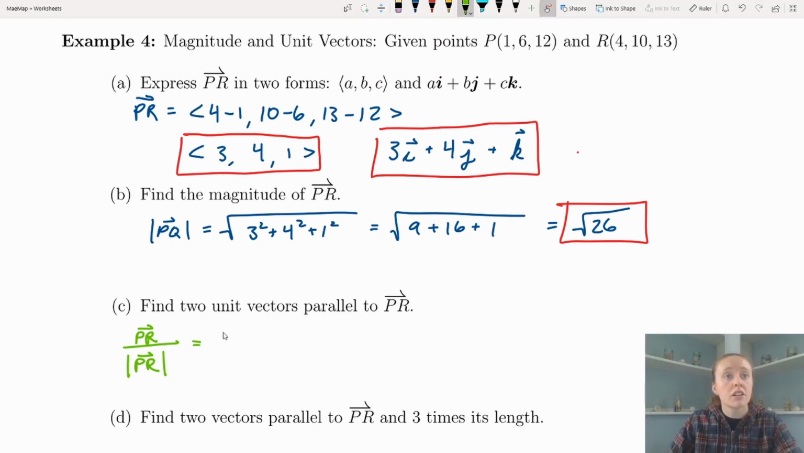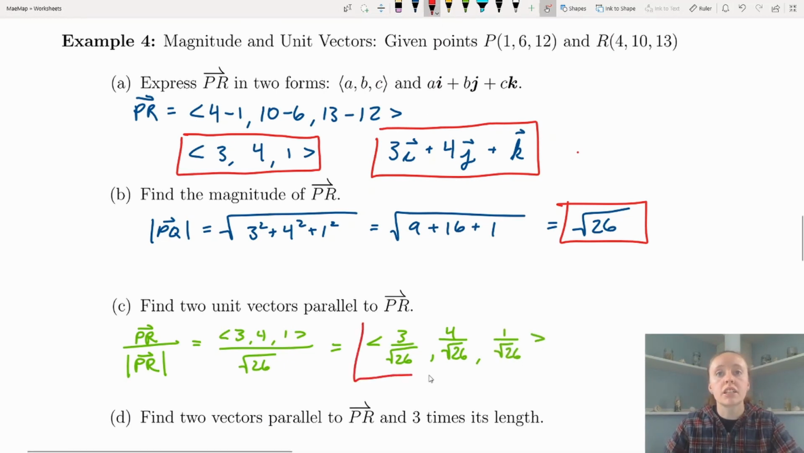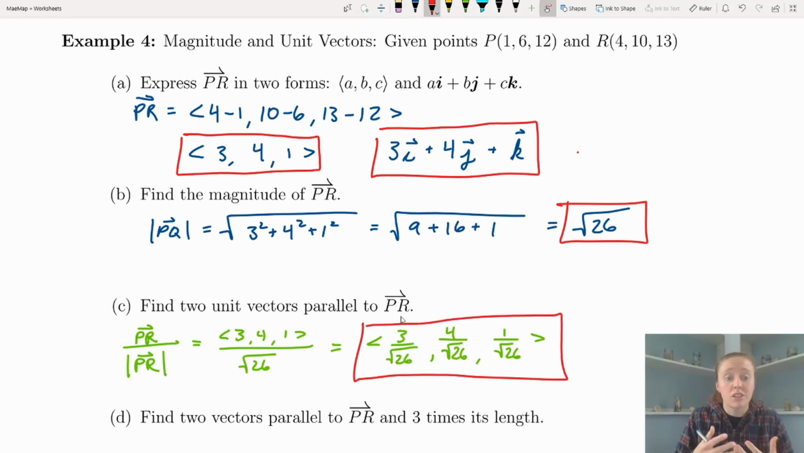So I'm going to have PR, which is ⟨3, 4, 1⟩, and I'll divide it by the square root of 26, which is the same as multiplying by 1 over the square root of 26. So all I'm doing is taking vector PR and multiplying it by a scalar. So this vector is still parallel to PR, and it also happens to be a unit vector because the length is 1. So this will be ⟨3 over root 26, 4 over root 26, 1 over root 26⟩. So there we have one vector parallel to PR that's also a unit vector.